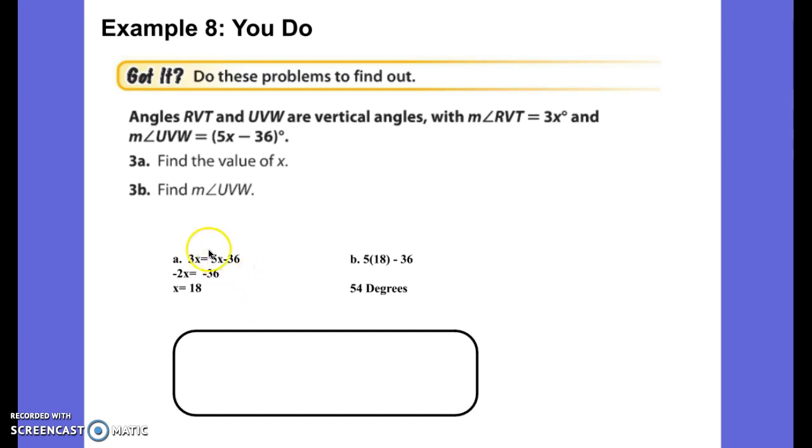The reason these ones were a little different than the last one is they're vertical angles, so you just have to remember those rules. You have to remember that you set them equal to each other.